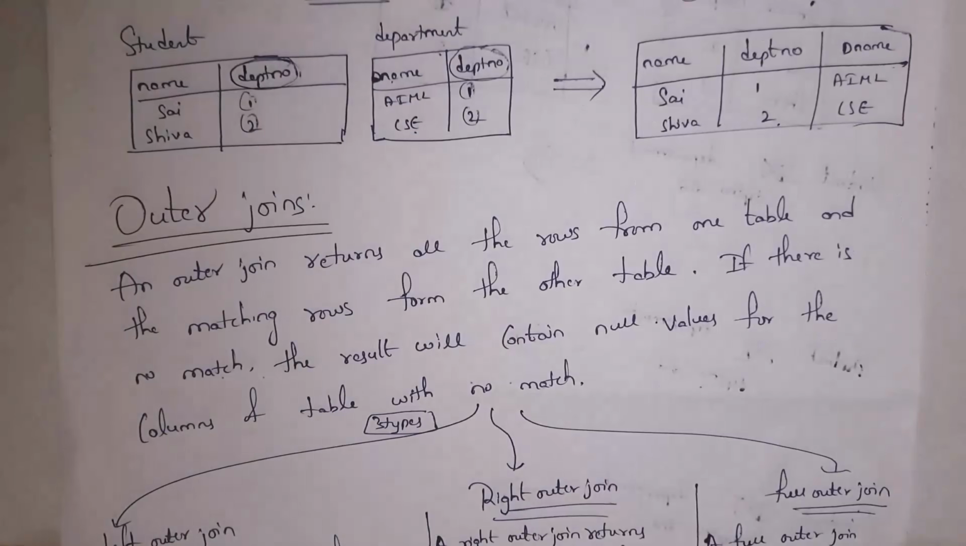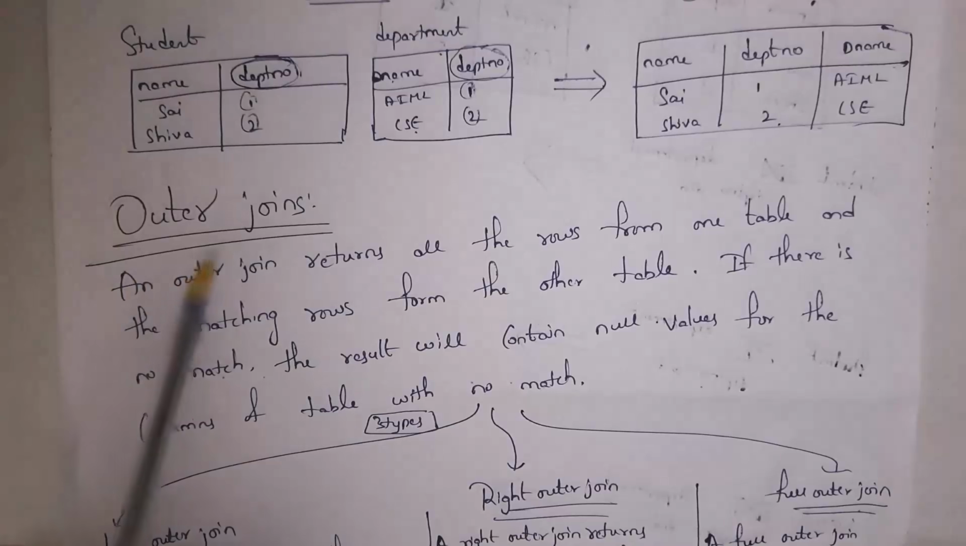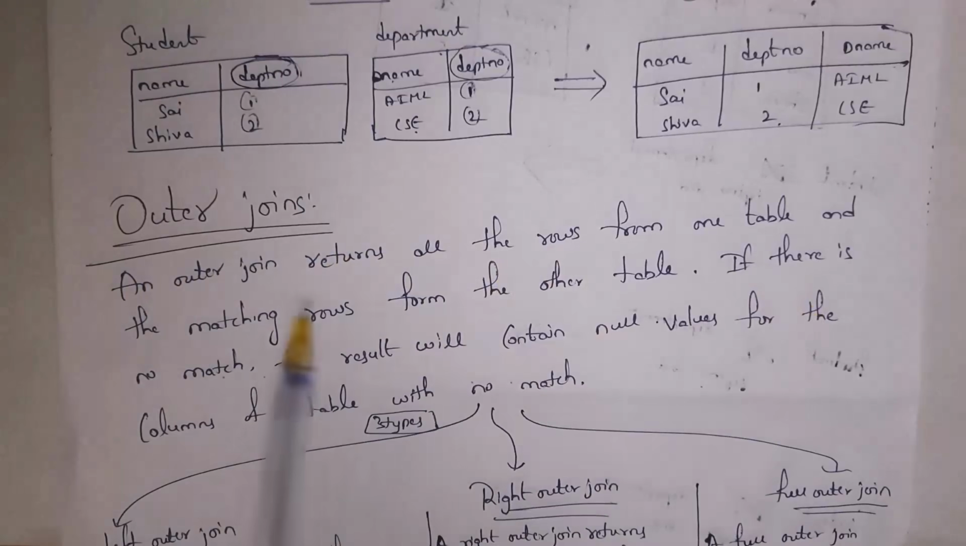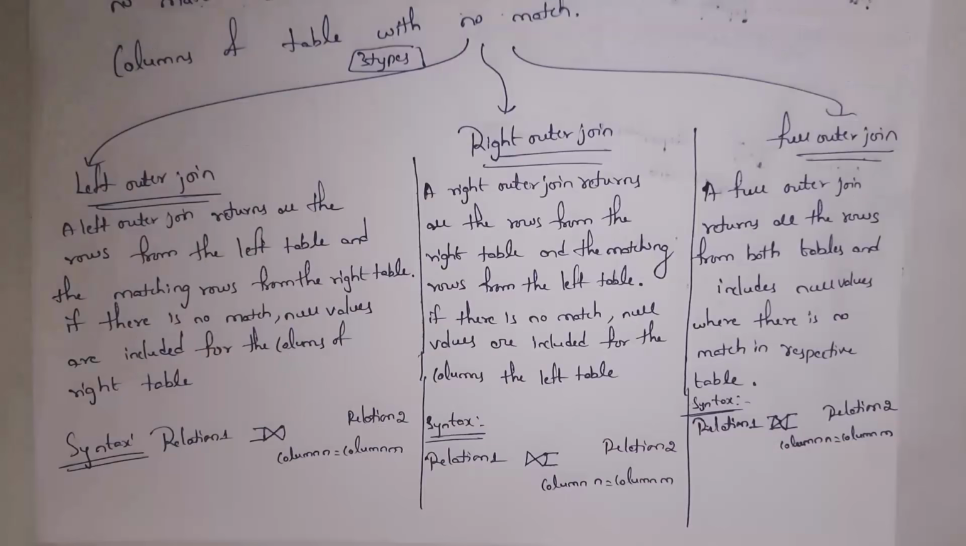Next I will explain outer joins. An outer join returns all the rows from one table and the matching rows from another table. If there is no match, the result will contain null values. Outer joins are classified into 3 types. They are left outer join, right outer join and full outer join. I will explain each of them by giving an example.